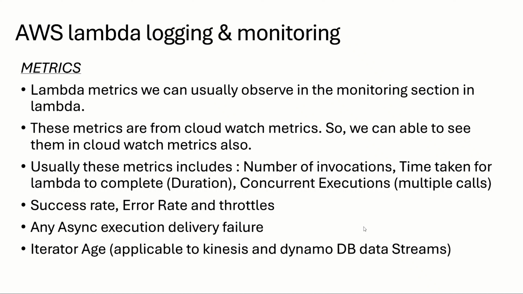So if you haven't heard about it, these streams are available in AWS. One is Kinesis data streams and another one is DynamoDB data streams. In that stream, we have a sequence of values or elements and you have to process them one by one. In that case, you need an iterator, and this iterator is also a metric when it comes to Lambda, and that information is also displayed in the metrics section of Lambda. So in short, Lambda provides metrics, and we can find this metrics information in the Lambda monitoring section and also the CloudWatch console.